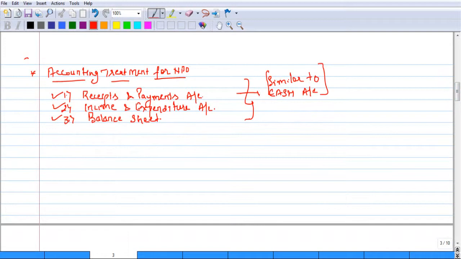Then what else we are going to cover in this chapter is some important adjustments we need to understand, like subscriptions and legacies. So we'll understand all these. For example, subscriptions. What is a subscription? We'll see. So we will be understanding all these terms. This is what we will be covering in this topic of NPO: receipts and payments account, income and expenditure account, and the balance sheet.